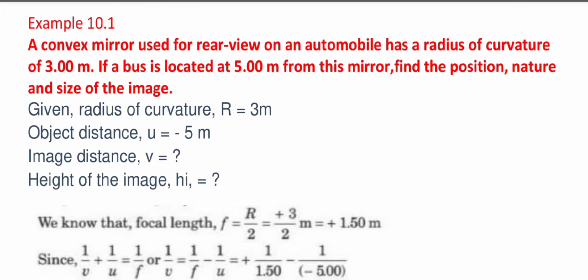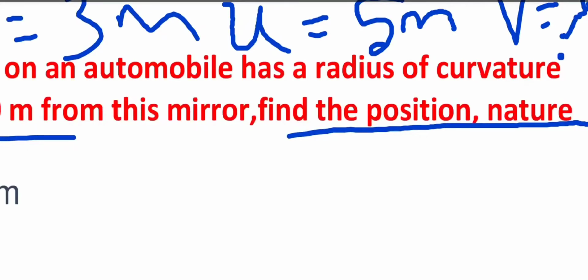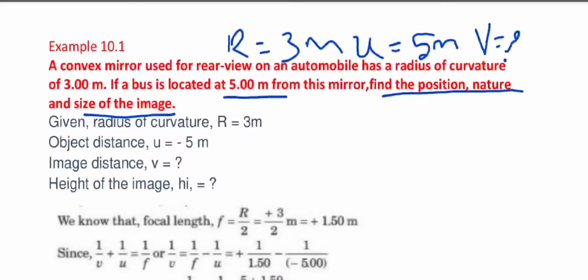So the problem is, a convex mirror used for rear view on an automobile has a radius of curvature of 3 meter. That means they have given radius of curvature r, that is 3 meter. If the bus is located at 5 meter, that means we will consider the bus as an object. So object distance u is nothing but how much? 5 meter. From this mirror, find the position, nature and size of the image. So position of the image will be v. They are asking us to calculate v.